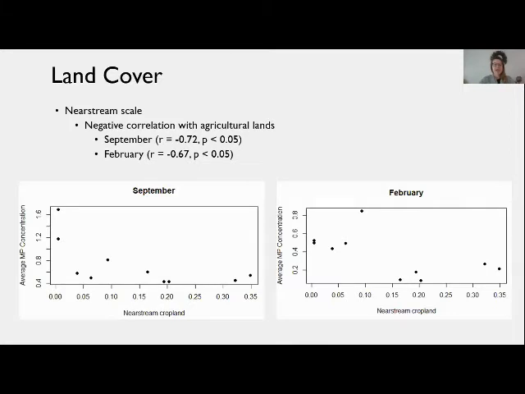In terms of land cover, we did find that at the near stream scale, which again is within a 500-meter upstream buffer, microplastics in both the September and February sampling sessions had negative correlations with croplands. So previous results have suggested that this could potentially be due to the high permeability of agricultural soil serving as a sink for microplastics. Otherwise, there were few significant results to report in terms of watershed variables.